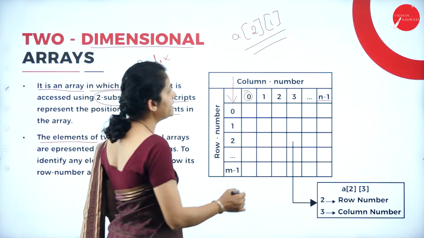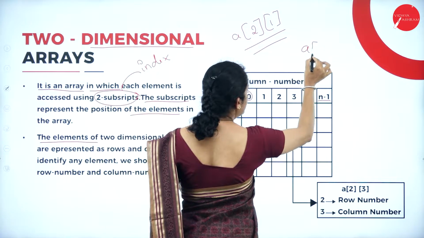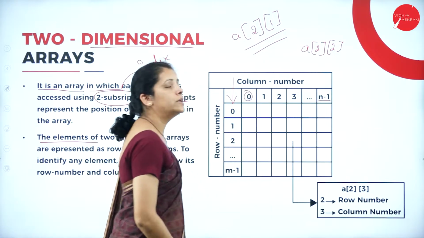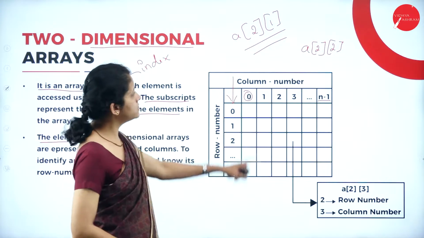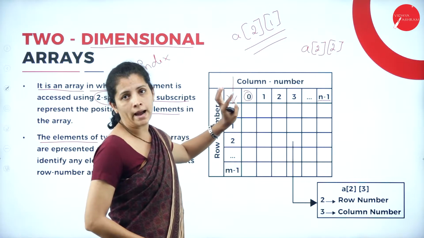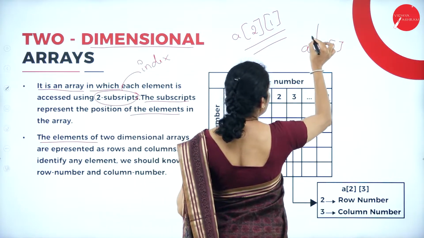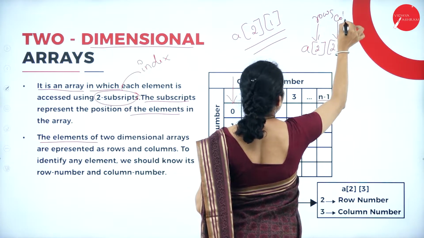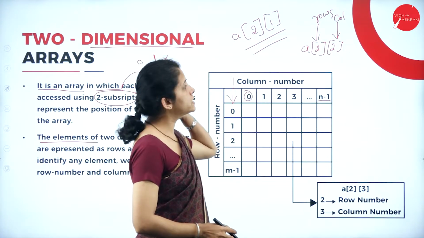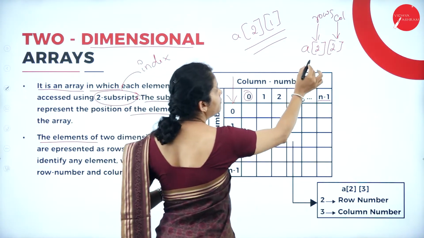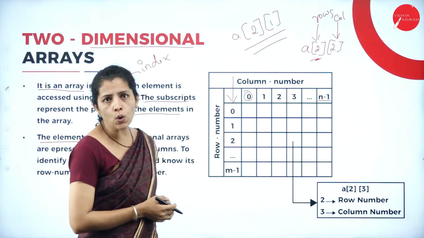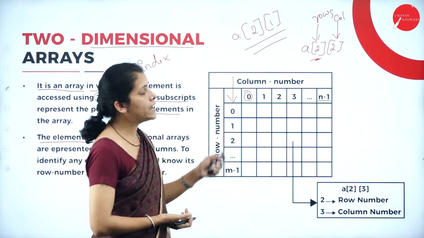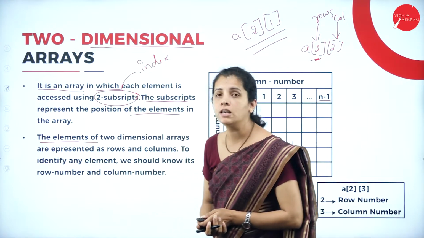Now, let me write a simple example here. If I write A[2][2], it is a 2 cross 2 matrix. That means this is an example of a 2 cross 2 matrix. So I can have 2 rows and 2 columns. So dear students, please remember here that always my first index is going to represent the row and always my second index is going to represent the column. This is the way I can define a two-dimensional array.